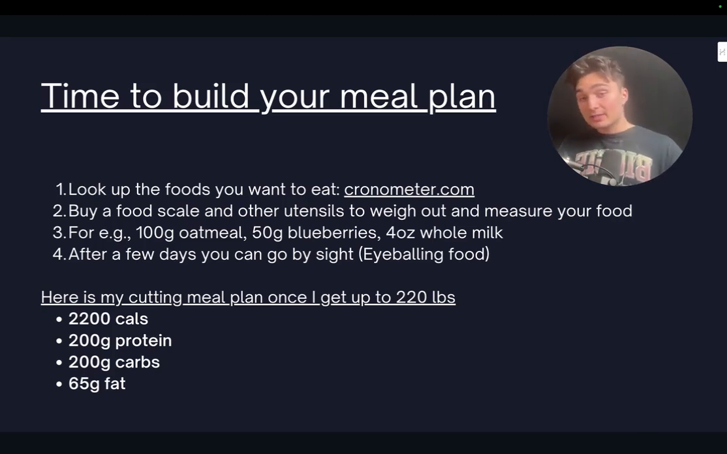And then after a few days, you can go by sight. You can eyeball your food because you're used to it, and you're knowledgeable and understand how many calories and what macros each of your meal preps contain.